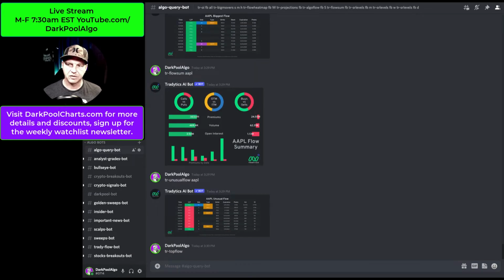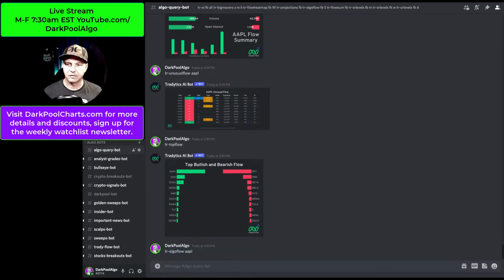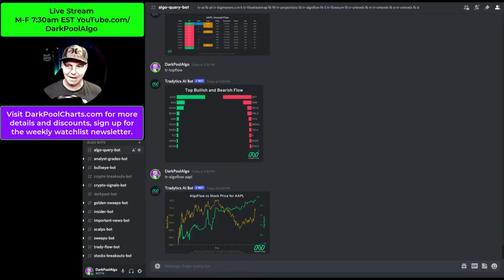Okay. Top flow shows the top 10 bullish and bearish stocks based on options flow. Today was a very busy day. Apple in top bullish, SPY top bearish options flow. Looking for the top algo flow for specifically Apple, right? This gives you an illustration of the algorithm score.